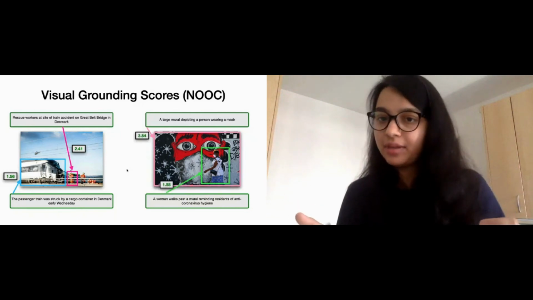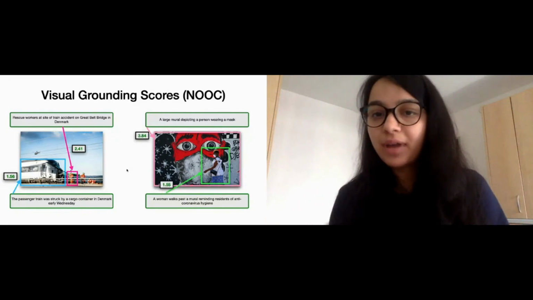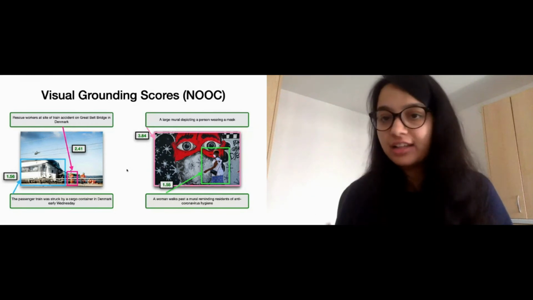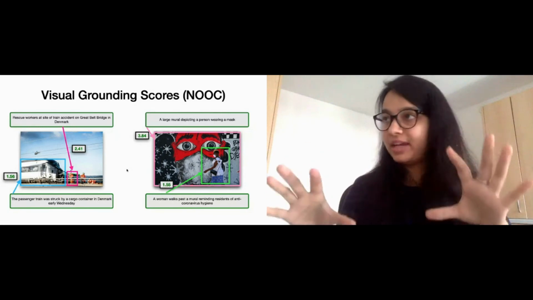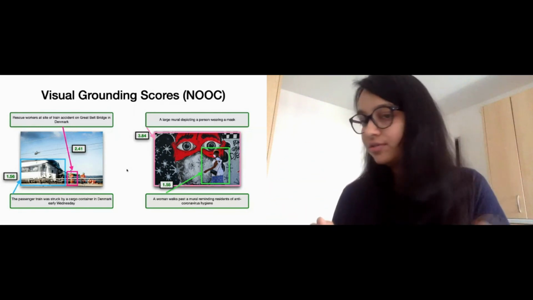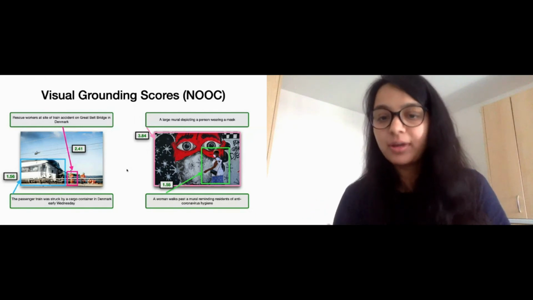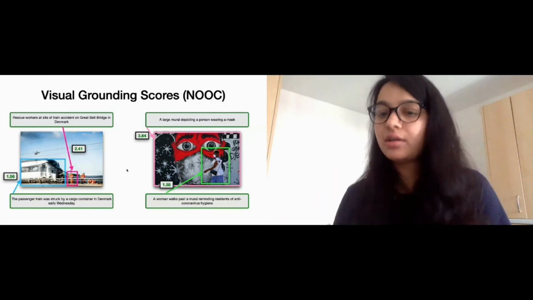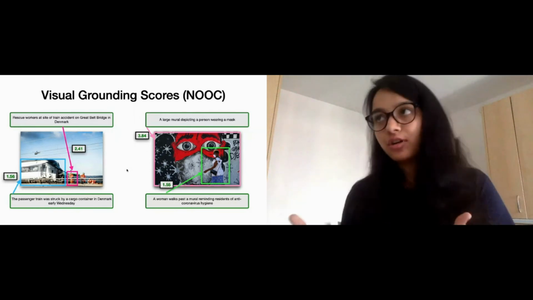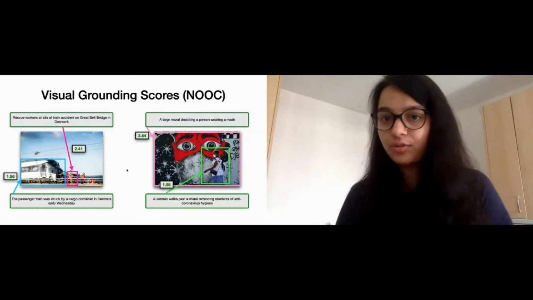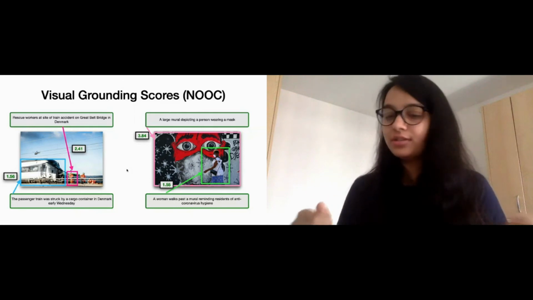Similarly, in the image on the right, the top caption is a large mural depicting a person wearing a mask, which is talking about the mural, the painting in the background, and it gave a positive score to that. Then the bottom caption, a woman walks past a mural reminding residents of anti-coronavirus hygiene, is talking about the woman, and it gave a positive score to the woman. So again, different objects, but not misinformation.